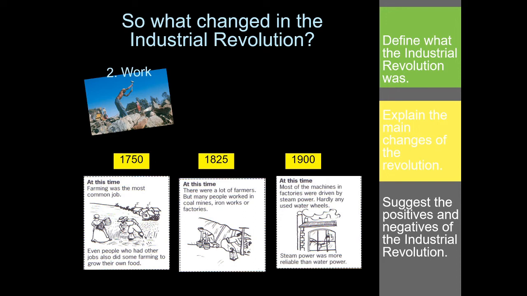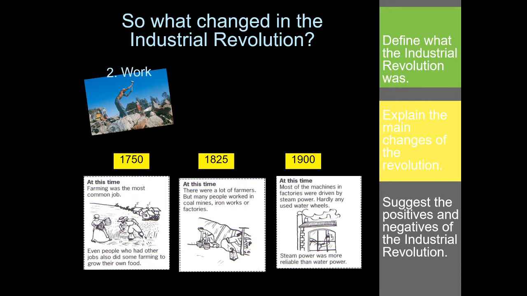And by 1900, most of the machines in the factories were driven by steam power. Hardly any used water wheels, so that's why we saw all those chimneys and smokestacks in the second picture a few moments ago. Steam power was more reliable than water power. If you can imagine, a water wheel is like a wheel that turns in a river. But if the river is not flowing quickly, your wheel doesn't spin at the same speed constantly.